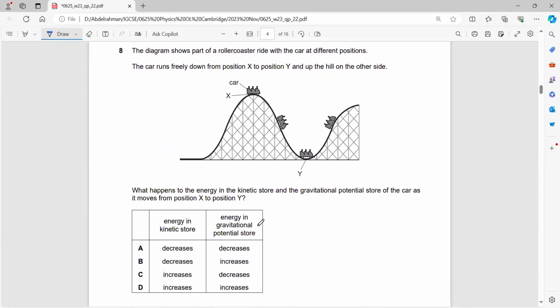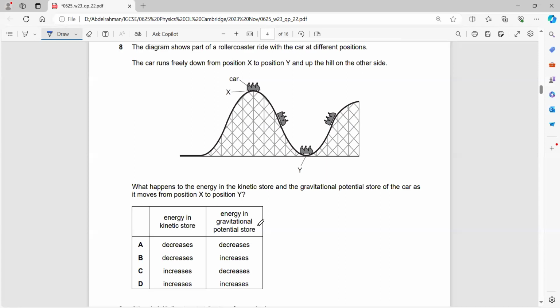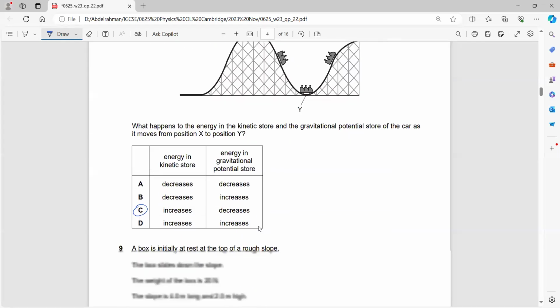Question 8 has been repeated more than once before. As it moves from X to Y, what happens to the kinetic energy and the gravitational potential energy? Increases or decreases.